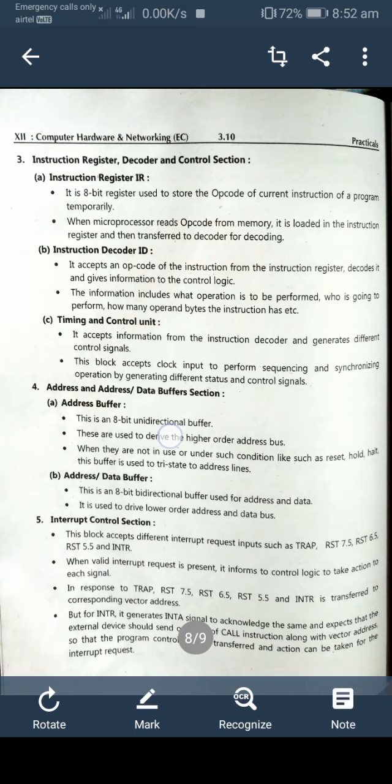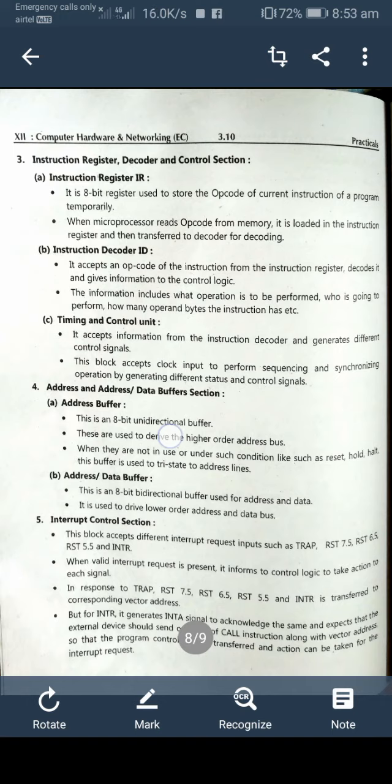Address and data buffer section. Address buffer. This is an 8-bit unidirectional buffer. It is used to drive the higher order address bus. When it is not in use, or under conditions such as reset, hold, halt, this buffer is tri-stated to the address lines. Address data buffer. This is an 8-bit bidirectional buffer used for address and data. It is used to drive the lower order address and data buses.